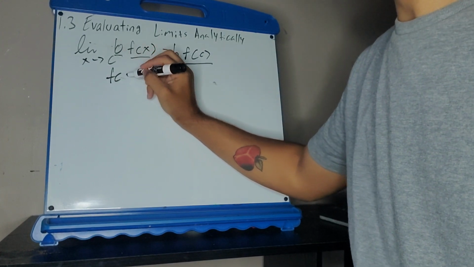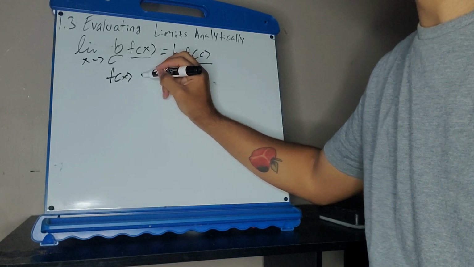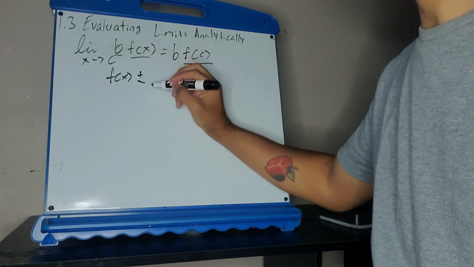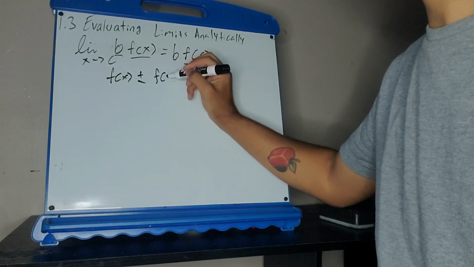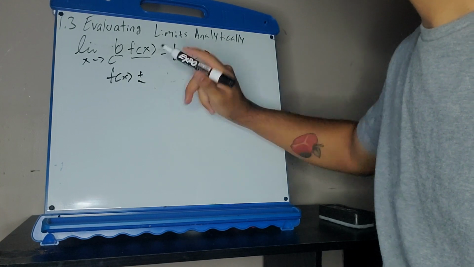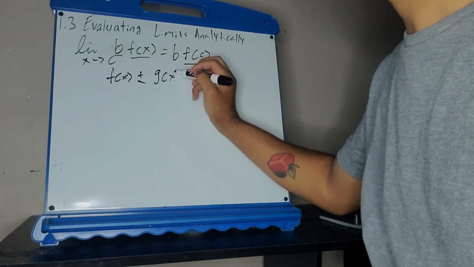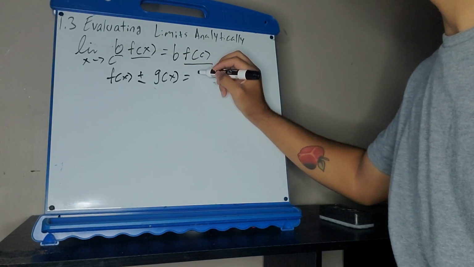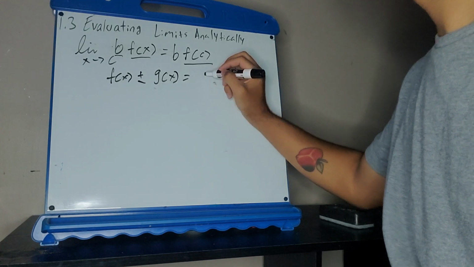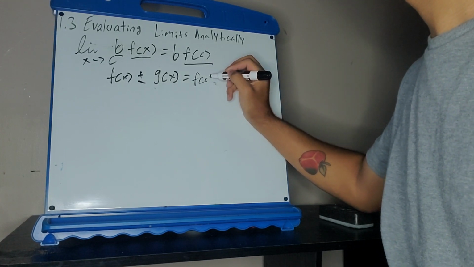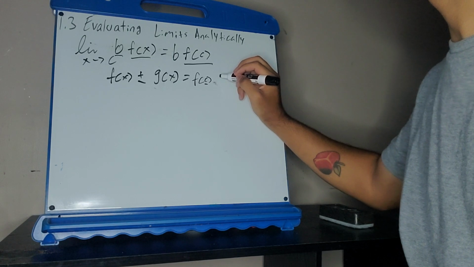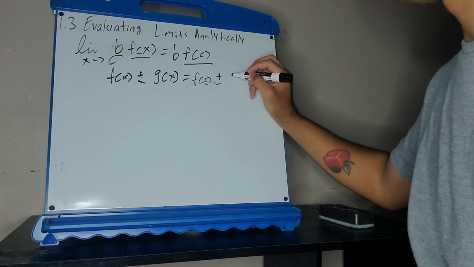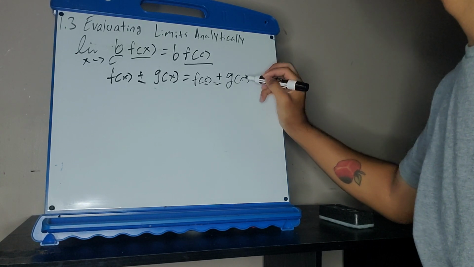Others, such as a function adding or subtracting another function, will be equal to the two functions given direct substitution, added or subtracted from each other.